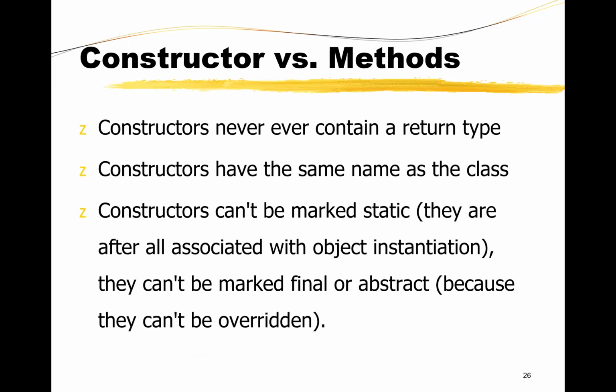Then constructors versus methods, we have discussed. A constructor does not have a return type. A constructor has the same name as the class name. Therefore, constructors cannot be marked as static, final or abstract. A method can have any name, and a method has a return type. Methods can be marked as static, abstract, or final.